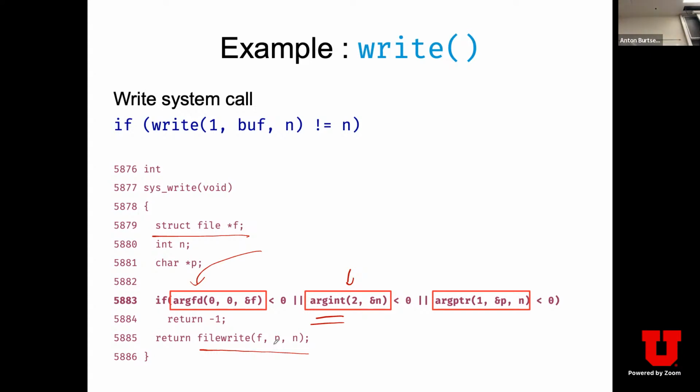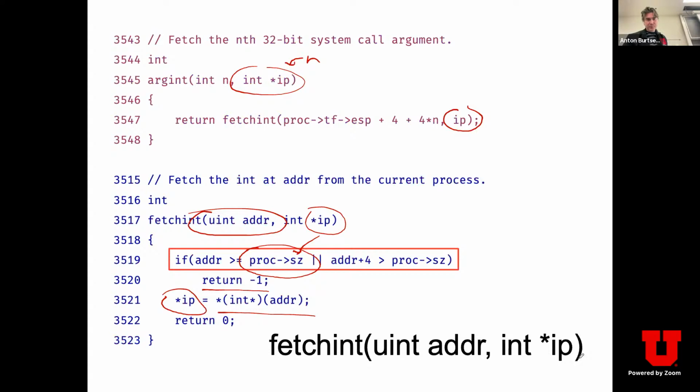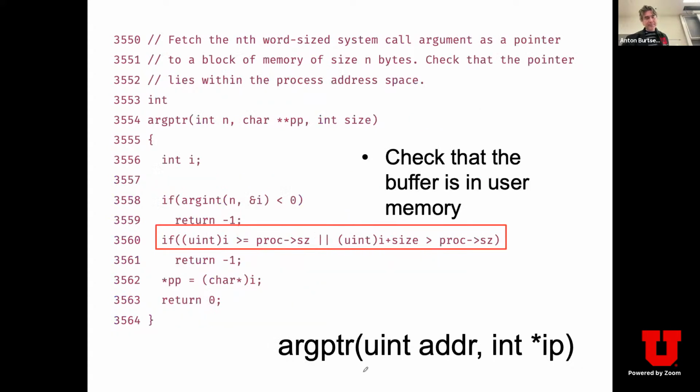Question. Yeah. Currently inside the argptr, we only see the check of the lower bound. How about the upper bound? We only check the lower bound. Yeah. You should also have an upper bound. This one, right?